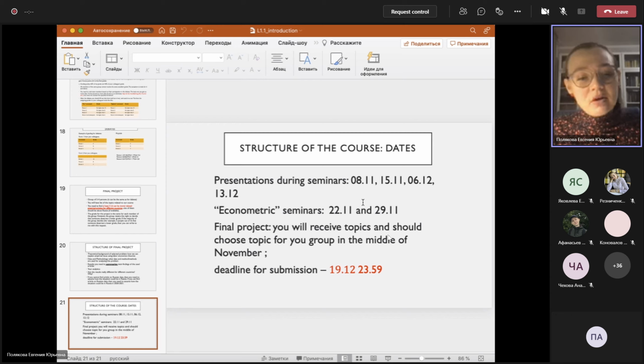Okay, so the final project. You will receive topics and should choose a topic for your group. For the final project, I decided that you choose your topic voluntarily, because of course it's more efficient if you choose topics that you are really interested in. If you don't like any topics in my list, you can choose whatever topic you want, but about labor economics. Please write me that you do not want the topics from the list and that you want to do a study about something else.